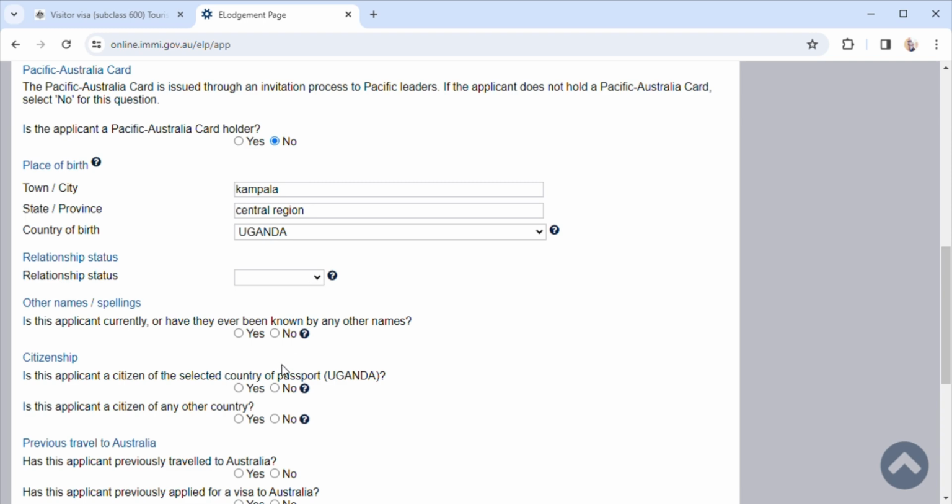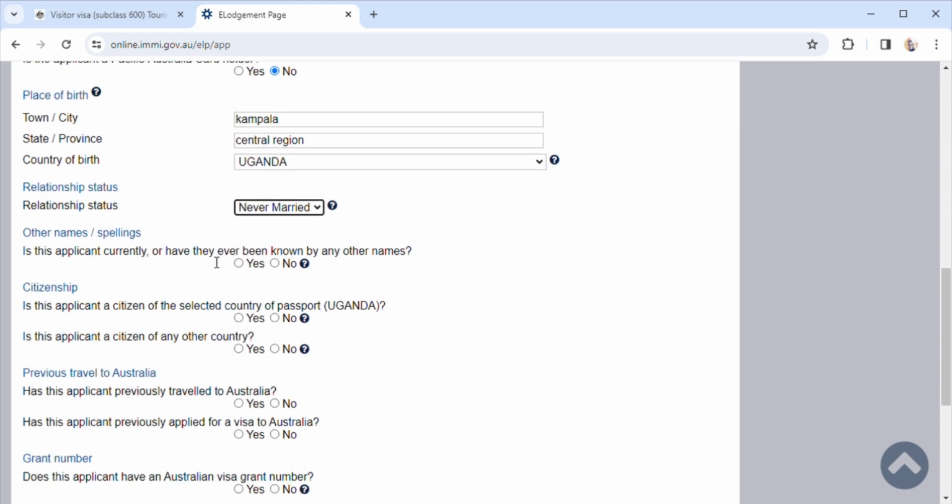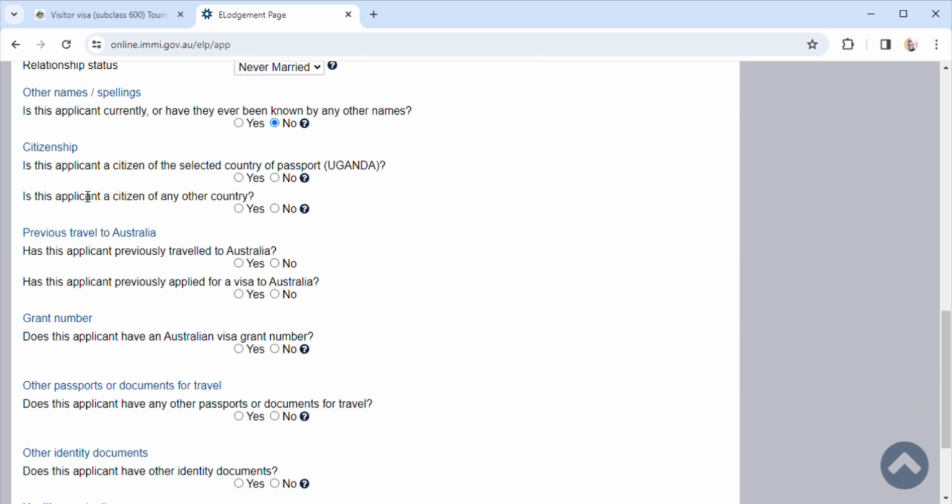If you are married, you should be able to provide a marriage certificate, guys. Don't go with something that you can't prove. If you are not married, just say never married. Has this applicant been known by other names? You say no. If you don't have any other names, is this applicant a citizen of the selected country? Say yes. Is this applicant a citizen of any other country?